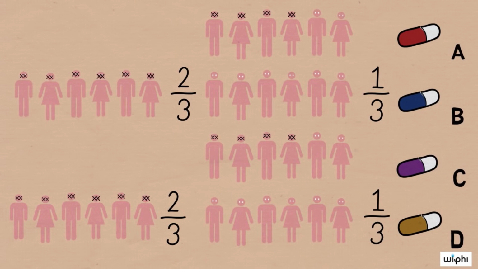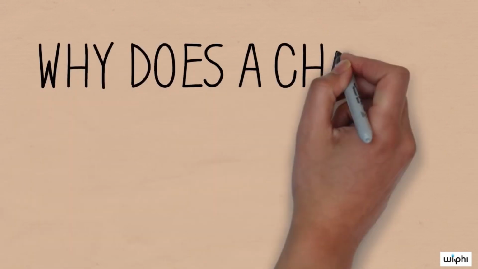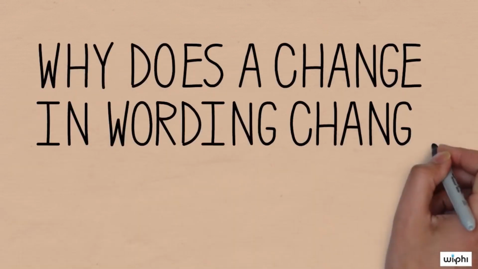We can argue about whether it's better to save 200 million people for sure, or to take a 1/3 chance of saving all of them, but one thing should be clear from the example. It's pretty weird for you to prefer drug A over B at the same time as you prefer drug D over C. After all, they're exactly the same drugs, with slightly different labels. Why does a simple change in wording change our judgments about exactly the same options?